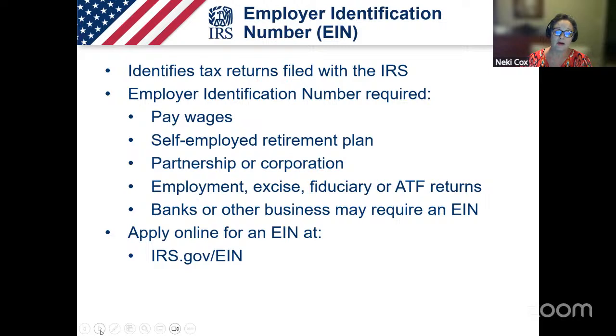alcohol, tobacco, and firearms. Your type of business may not be required to get an EIN, but you may need an EIN for dealing with other businesses, including banks that require an EIN to set up business accounts, such as for loans. The IRS will give you an EIN even if you don't need it for IRS purposes. The fastest, free, and easiest way to get an EIN is online. You just need to go to irs.gov/EIN or go to irs.gov and type in EIN in the search. And then from there, you'll find out more information, including the application.